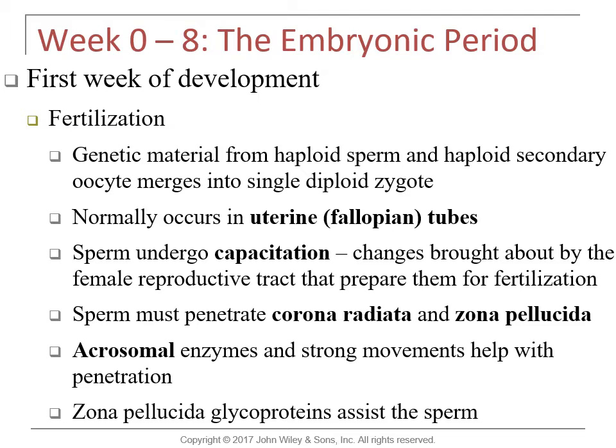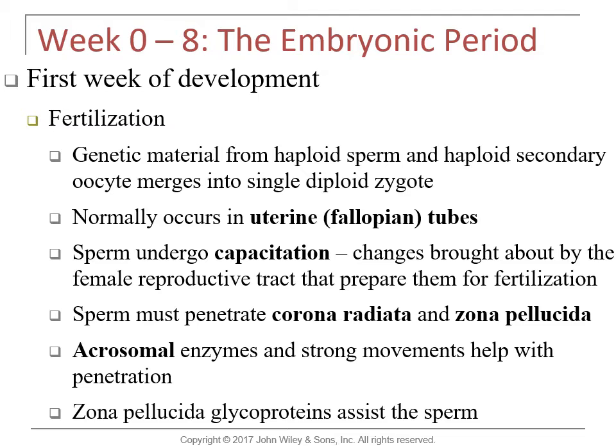Sperm can remain viable for about 48 hours after deposition in the vagina, although a secondary oocyte is viable for only about 24 hours after ovulation. Thus, pregnancy is most likely to occur if intercourse takes place during that 3-day window, from 2 days before ovulation to 1 day after ovulation.